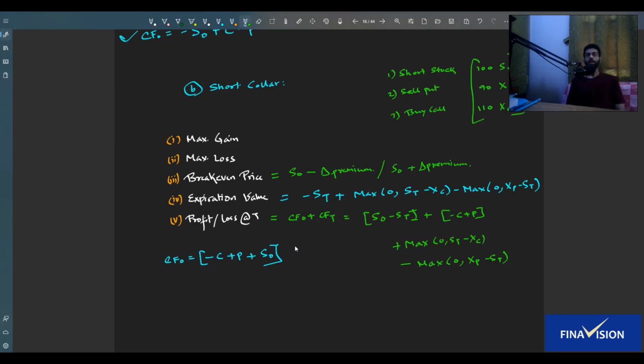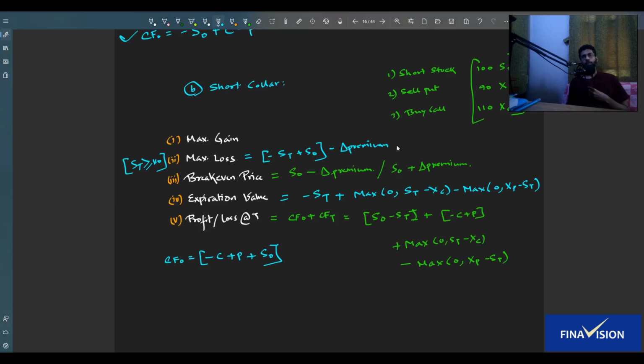Then now what is the maximum loss? The maximum loss happens when the stock price goes above the higher strike price. That is, in our example, it is 110. If the price goes above and beyond 110, then the question of maximum loss comes, right? Now in that case, the maximum loss is equal to the difference between the stock price and the strike, adjusted for the difference in premium. I am writing minus here because it can be positive. If it is negative, the sign will become plus.